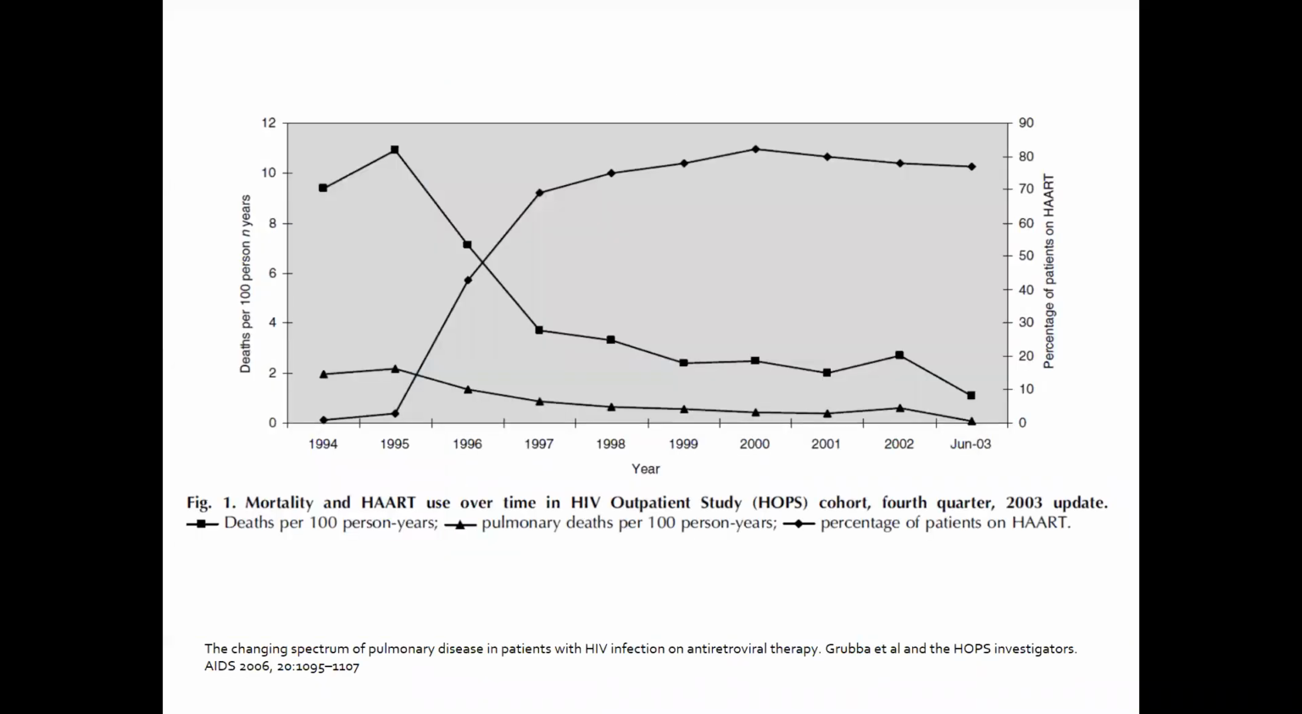The HOP study was published last year in the Clinical Infectious Diseases journal, but over the last 20 years or so, they have come up with interim analyses. This was from one of the interim analyses from back in 2006. Focusing on these triangles, they represent pulmonary mortality in HIV patients, and you see that with the overall decrease in mortality, the mortality from pulmonary disease has also decreased in HIV patients.